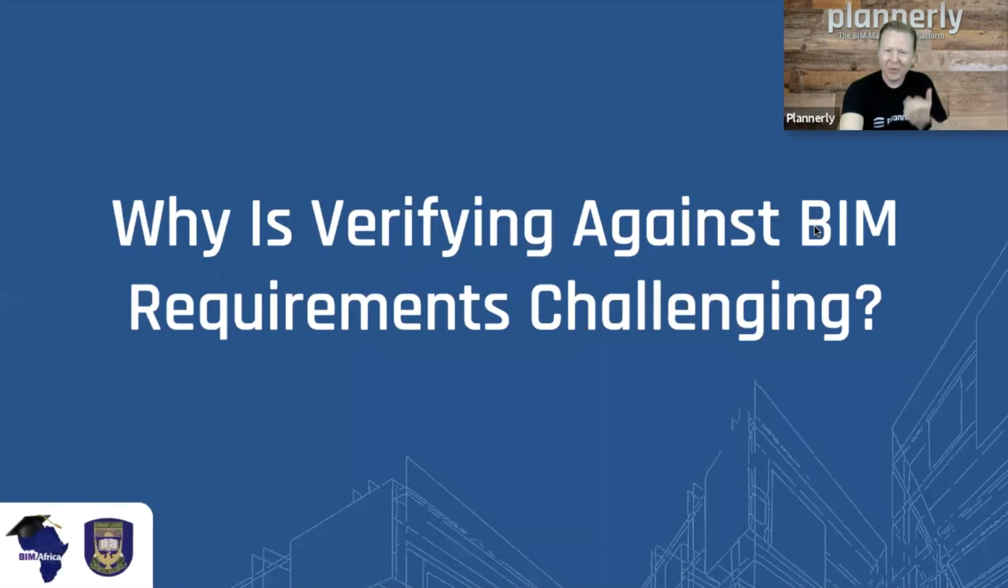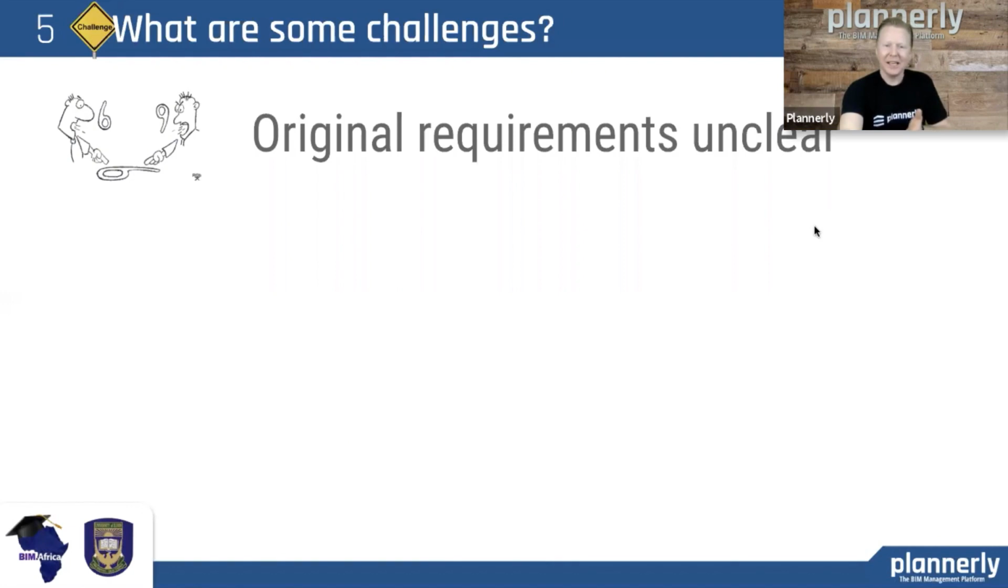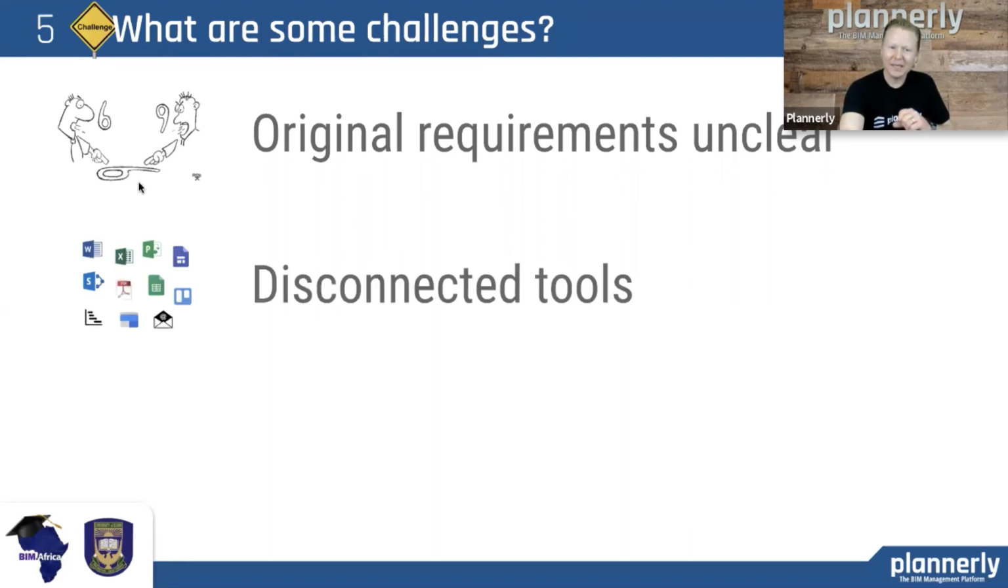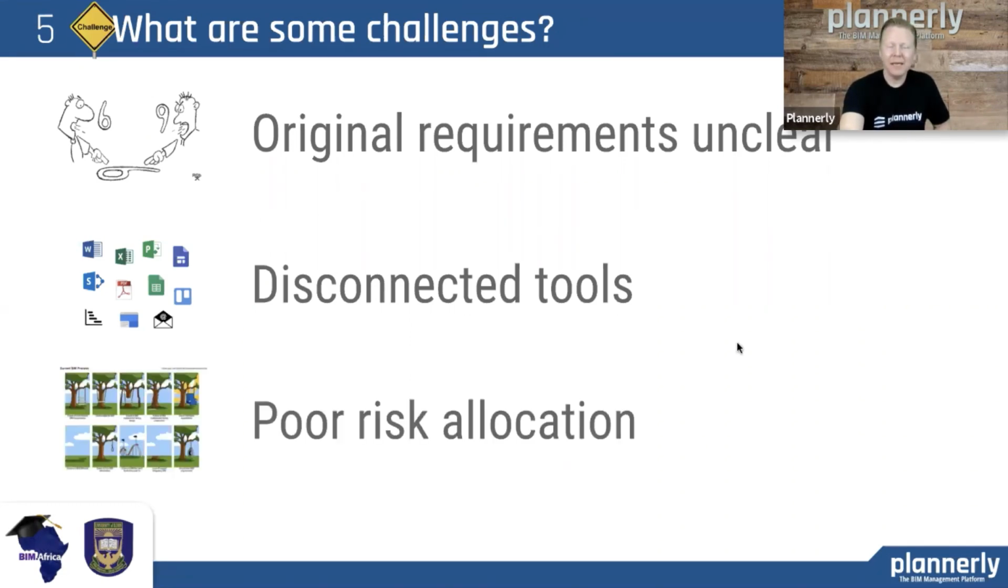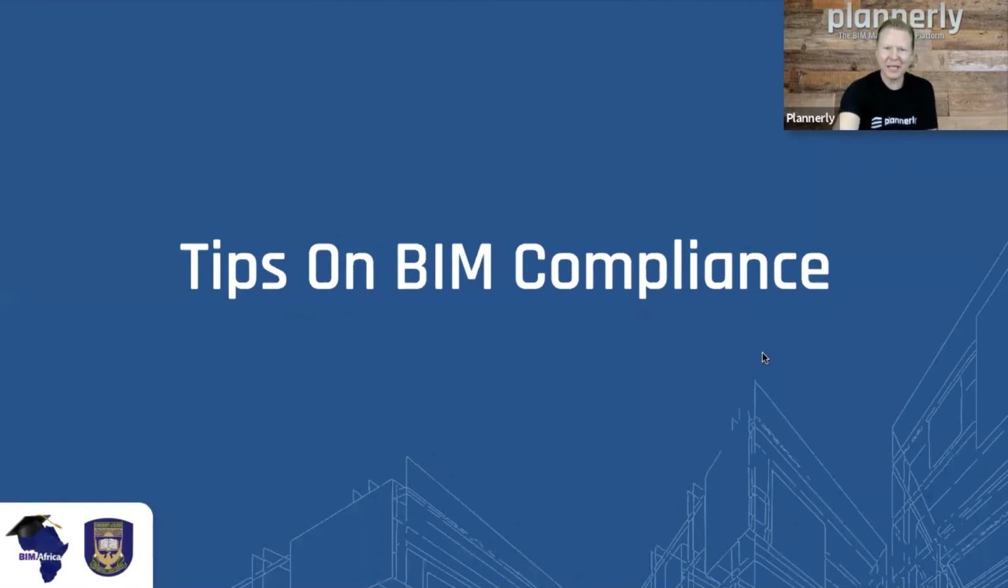Why is it a challenge? Why is verifying difficult? Well, lots of people have different opinions, and in this example where one person thinks that it's a 6 and the other thinks that it's a 9, sometimes those requirements can be unclear, so we need to make sure that they are clear. Sometimes disconnected tools can make it really difficult to understand what was promised and what was actually delivered. And being able to allocate the risk so that every piece of the scope is allocated to a specific party is usually very difficult. So let's take a look at some tips.